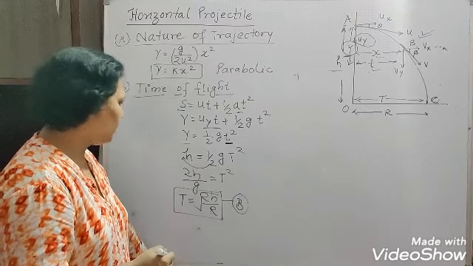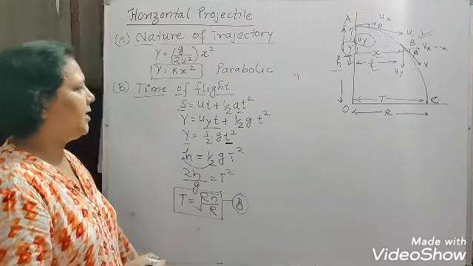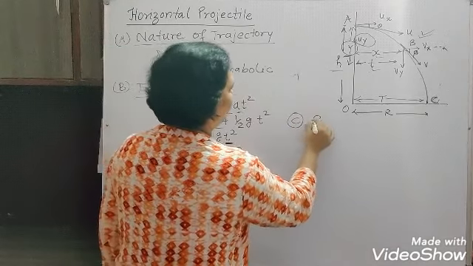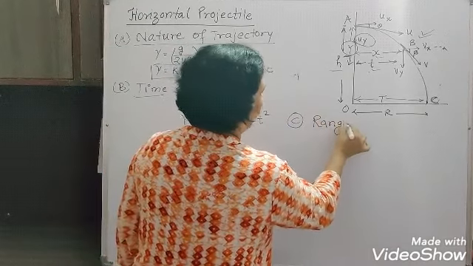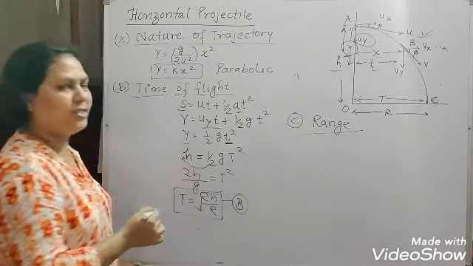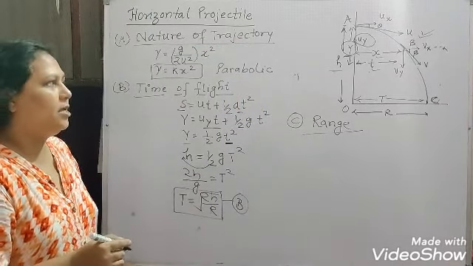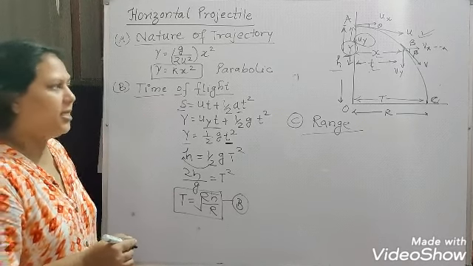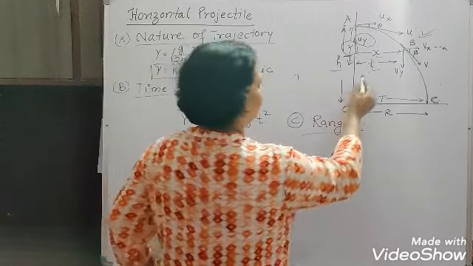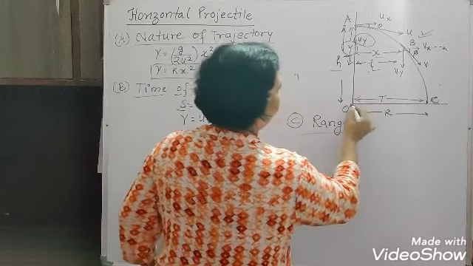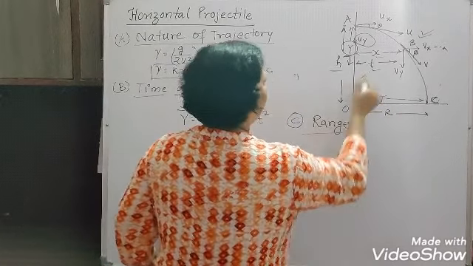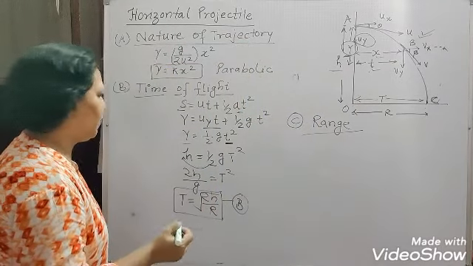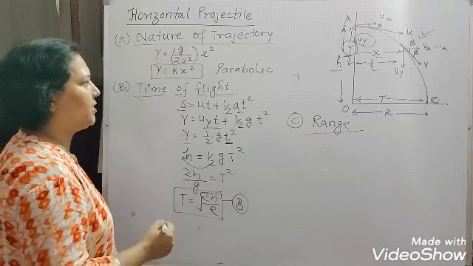Okay. Now we will see here the formula for the range. Range is the maximum horizontal displacement. So the maximum horizontal displacement is what here? It is the maximum horizontal displacement R, that means from O to C. So in this formula only we can calculate here R, that is equal to the horizontal displacement.